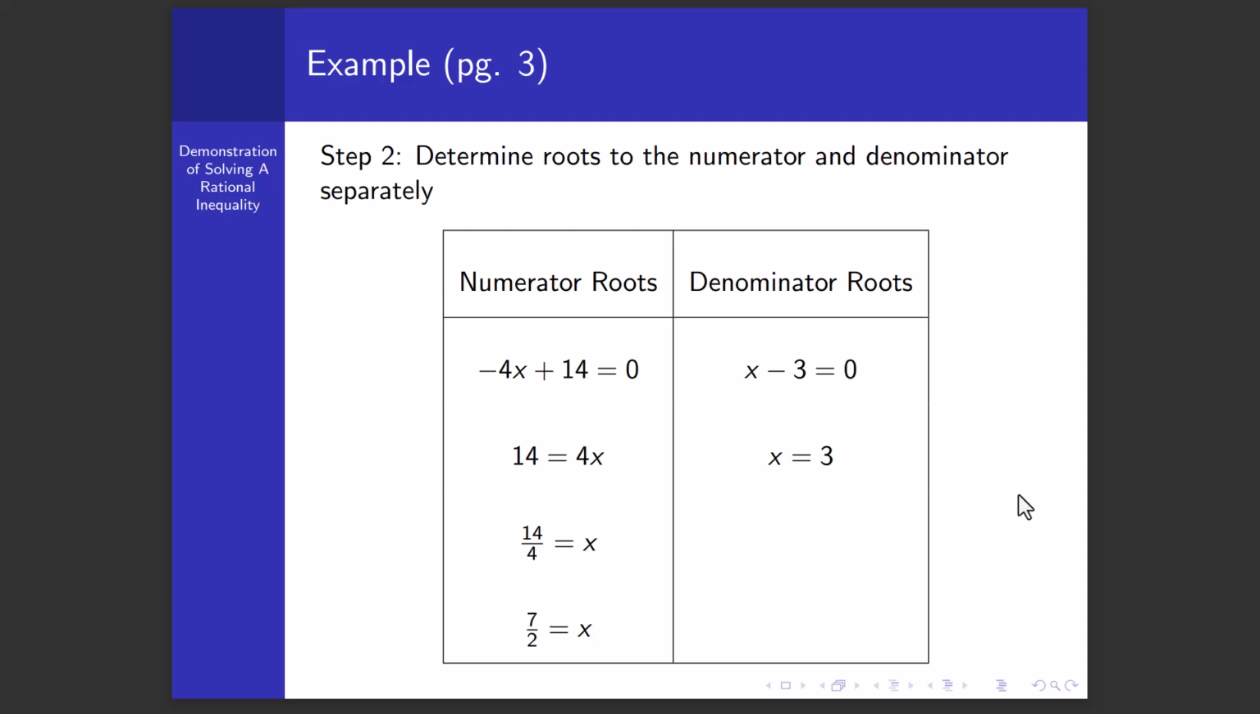Our denominator has x minus 3 equals 0, and we simply add 3 to both sides, and we have another critical number. Remember, a critical number is when the function is either equal to 0 or the function does not exist. And if I put 3 into the rational expression, I get a division by 0. So both of these have to be done, and we have to do them separately.